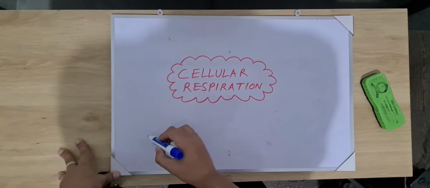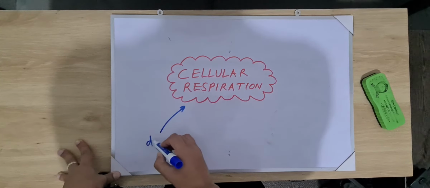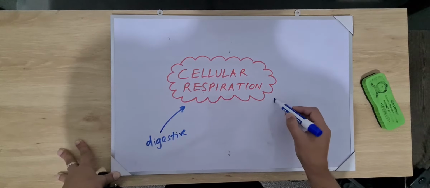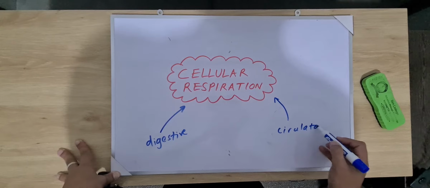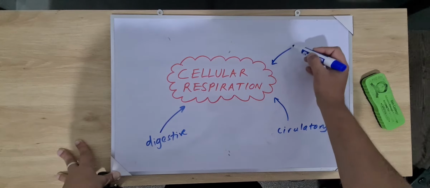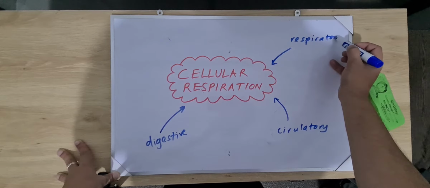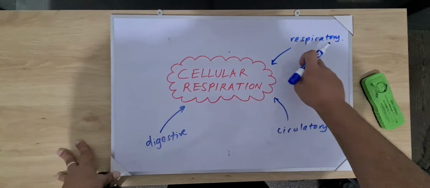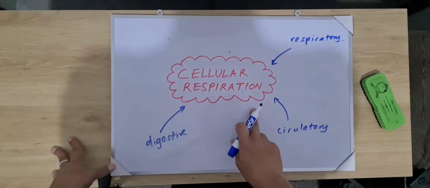So we have our body systems, such as our digestive system, coming together, our circulatory system, and our respiratory system. Each body system we went through in depth, and they all come together in this reaction called cellular respiration.